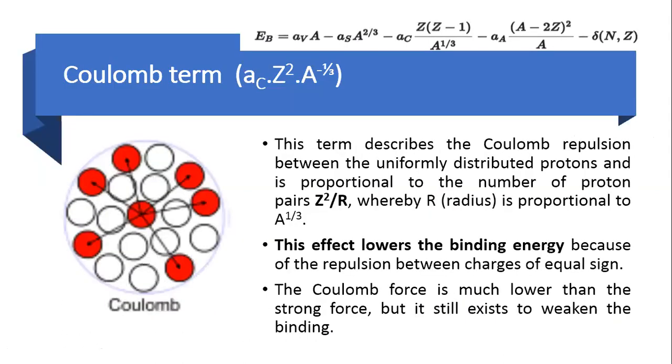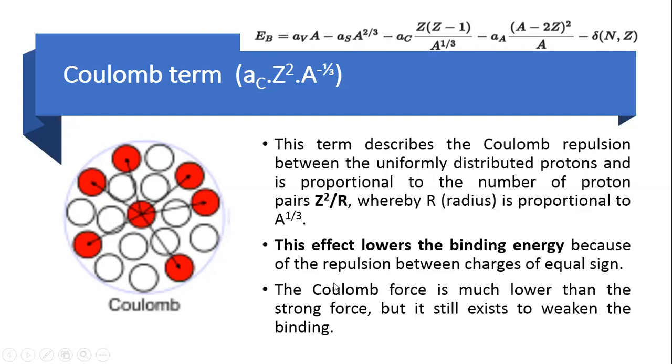The third term is called the Coulomb term, and again this is the nucleus, and there are a number of protons and neutrons. The Coulomb term describes the repulsion between the uniformly distributed protons, and it is proportional to the number of protons, Z squared over R, and this R is the radius and is proportional to A to the 1 over 3, as we have discussed in the surface term.